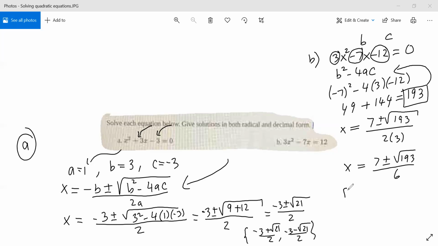But when we write the solution, we have to provide two numbers, right? So one is 7 plus root 193 divided by 6, and the other one is 7 minus root 193 divided by 6. So these two are going to be the solutions of the equation in B.